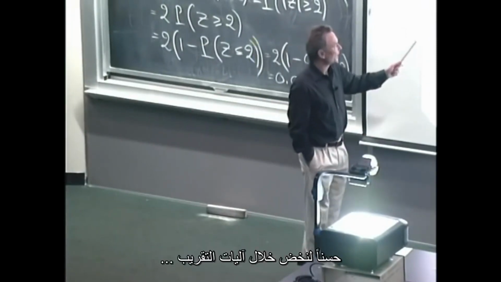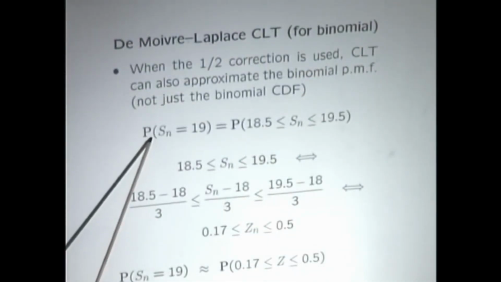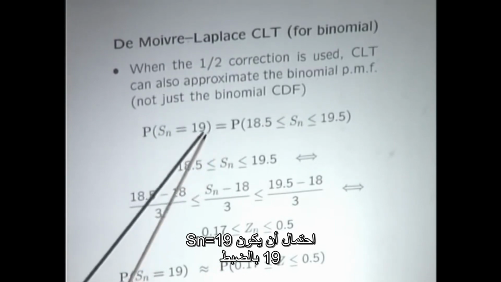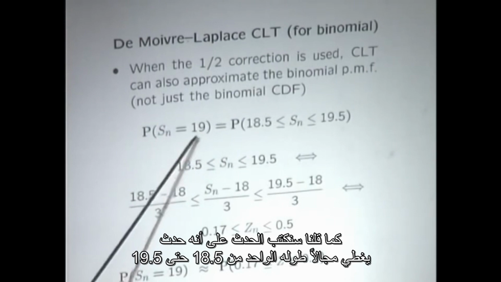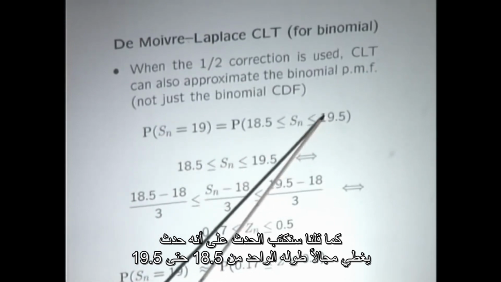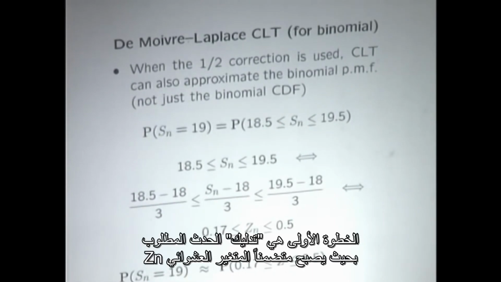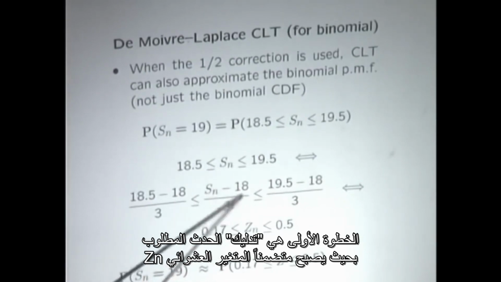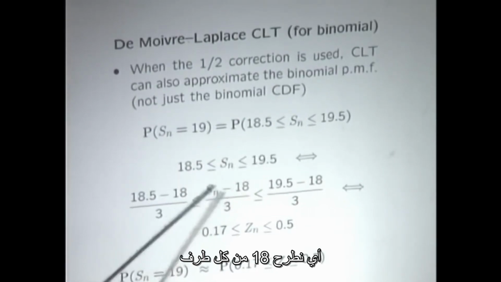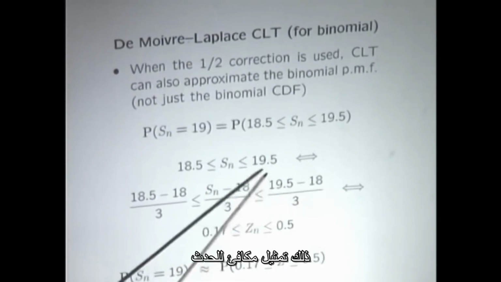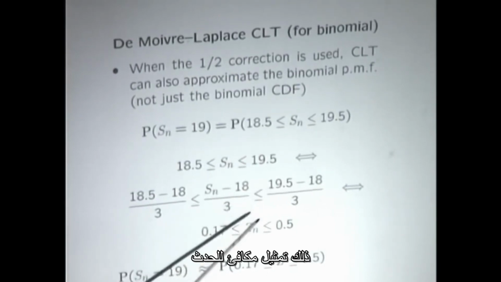All right, so let's go through the mechanics of approximating the probability that Sn is equal to 19, exactly 19. As we said, we're going to write this event as an event that covers an interval of unit length from 18.5 to 19.5. This is the event of interest. First step is to massage the event of interest so that it involves our Zn random variable. So subtract 18 from all sides, divide by the standard deviation of 3 from all sides. That's the equivalent representation of the event.